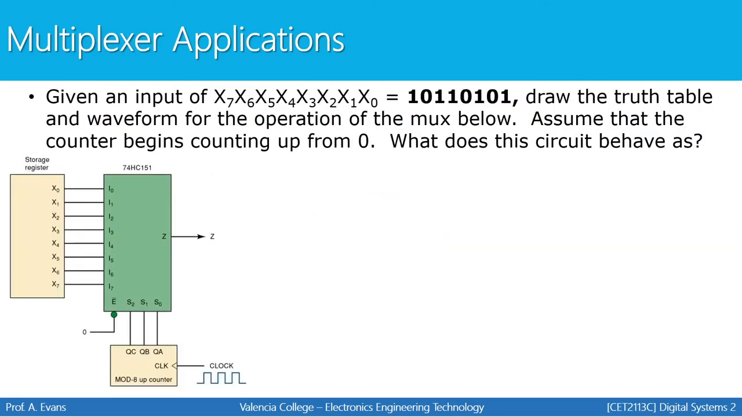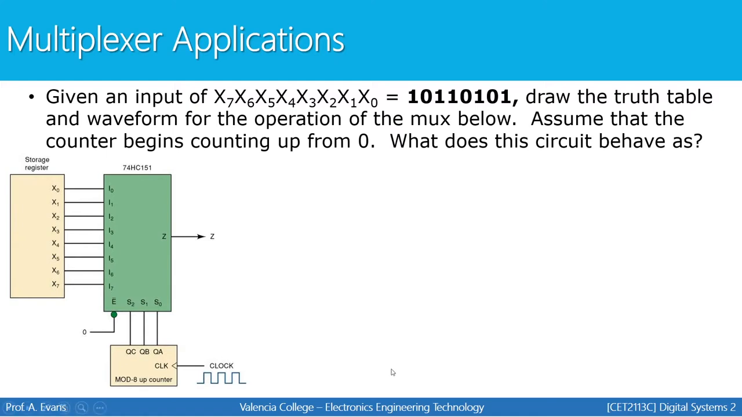So next we're going to do another example, more of an application really, where we're given an input of x7, x6, x5, x4, x3, x2, x1, x0 equals 1011, 0101. We're going to draw the truth table and the waveform for the operation of the MUX below using that input. Assume that the counter begins counting up from 0. What does this circuit behave as?